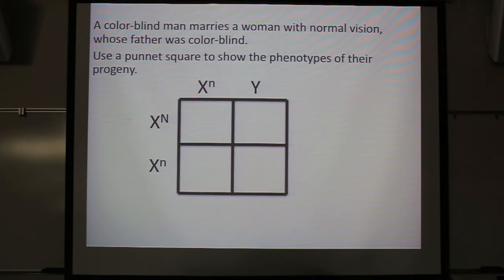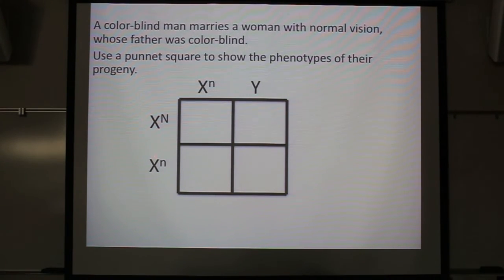So up here I put the male, and again, it doesn't matter if you put the male here, as long as you have all the combinations available. So here we have the male, and when the male makes sperm, among the different chromosomes that get made, he can have a sperm that has an X with that N, or a sperm that has a Y in it.